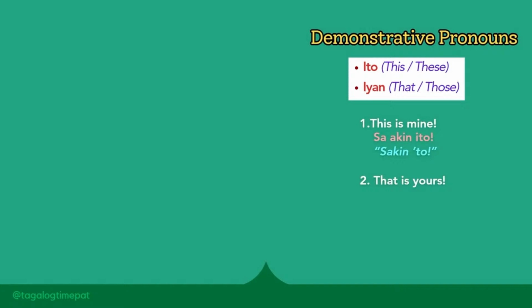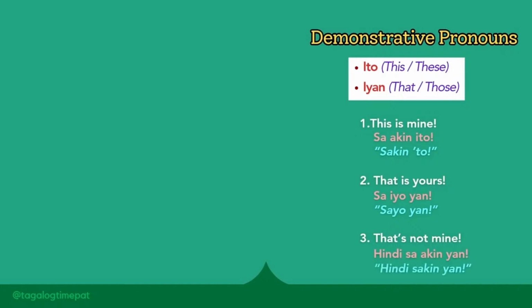That is yours is sa iyo yan. Sa iyo yan. So the pronoun goes first, and then it's the demonstrative pronoun. You might hear sa'yo yan. And then lastly, that's not mine. Again, negating the thought. It would be hindi sa akin yan. Hindi sa akin yan. All right.